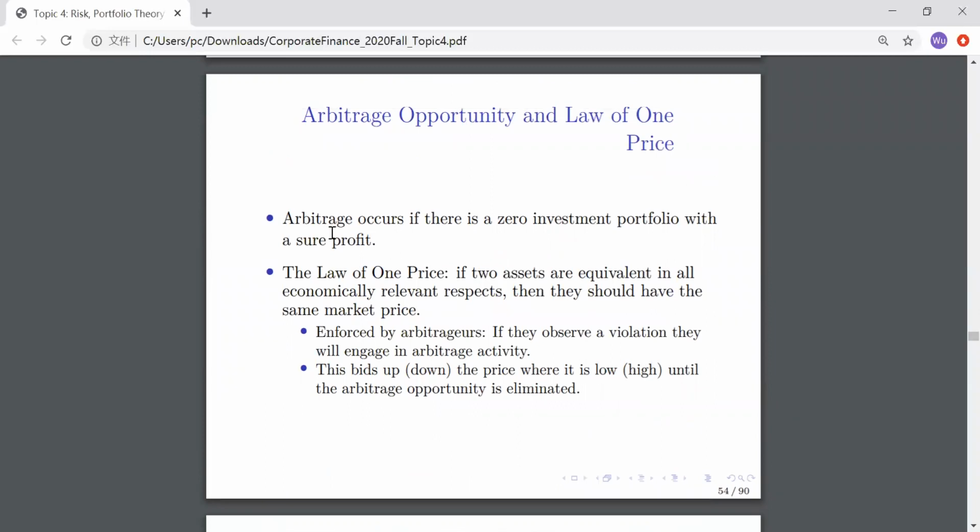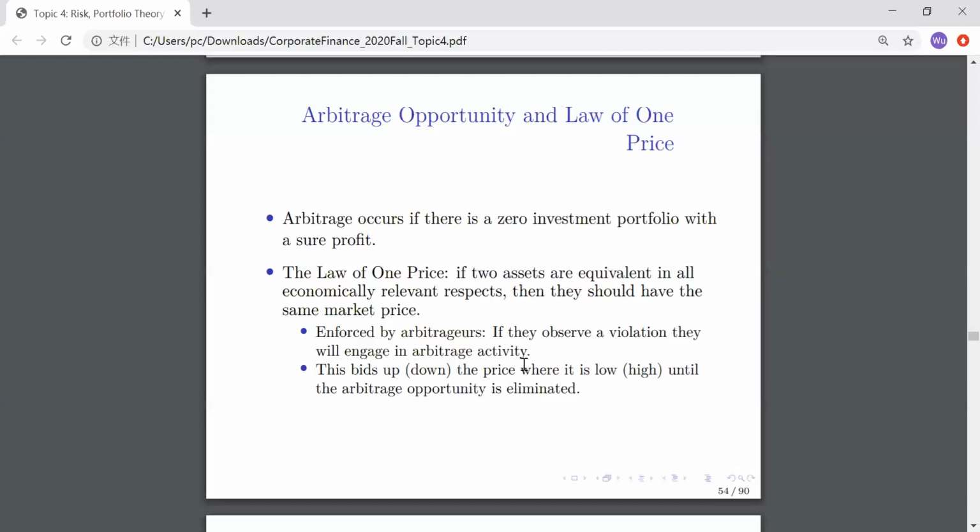So what is an arbitrage opportunity? Arbitrage basically means that there's a zero investment portfolio with a sure profit, right? Meaning that you don't have to take any risk, but you can earn positive excess return. The foundation for this no arbitrage condition is that if two assets are equivalent in all economically relevant aspects, or if they are economically or fundamentally the same, then they should have the same market price, right? And this is because of arbitrageurs, right? So if there is a violation of this condition, then they will engage in arbitrage.